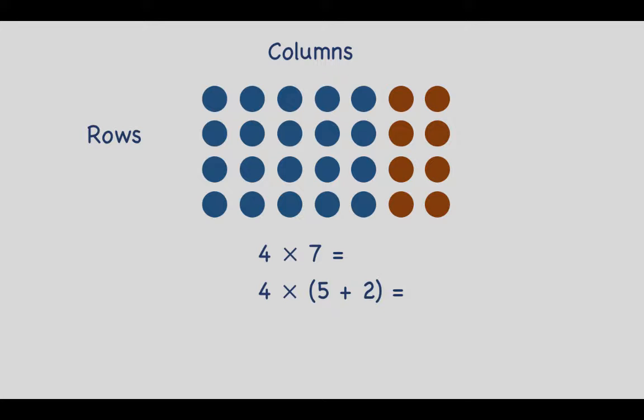Now we find the cardinality of each part and then add them back together. The cardinality of the blue part is 4 times 5. The cardinality of the red part is 4 times 2. Thus we have shown that if we do not know what 4 times 7 equals, we can find the product of 4 times 5, the product of 4 times 2, and add them together to get the product of 4 times 7, which is 28.